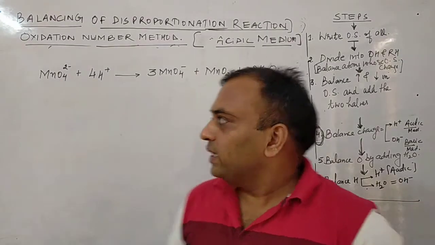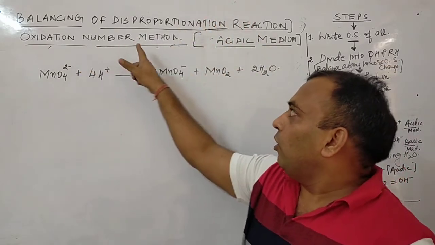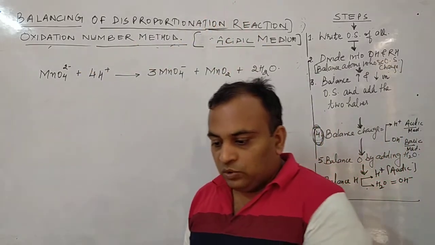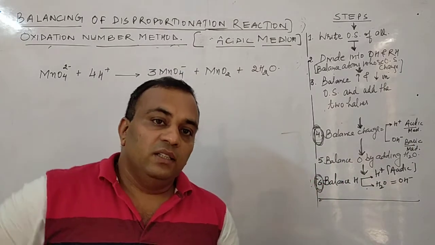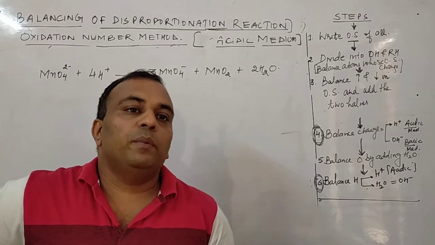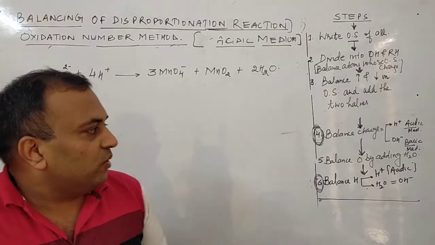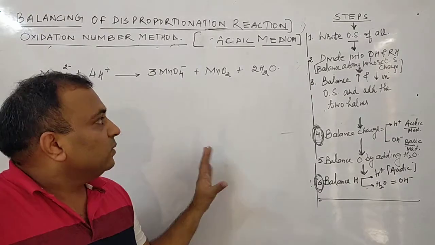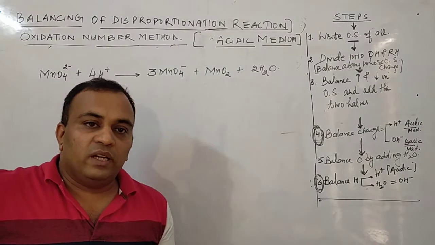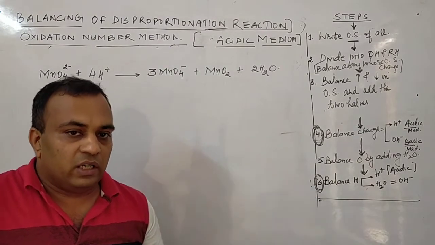Students, today we will discuss the balancing of disproportionation reaction by oxidation number method. Students, you know that disproportionation reactions are the reactions in which same atom or same compound undergo oxidation as well as reduction. उसी एक पर्टिकुलर एटम का ऑक्सीडेशन भी होता है और रिडक्शन भी होता है. So in this we have to use the steps as in the normal reaction. बस एक चीज का ध्यान रखना है कि सेम एटम का ऑक्सीडेशन भी होगा और रिडक्शन भी.